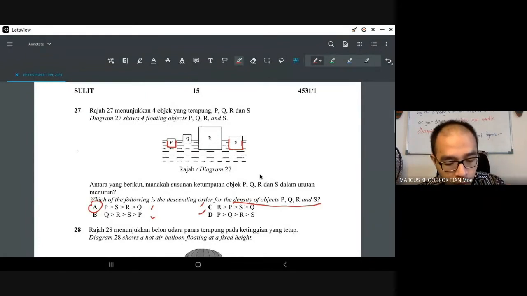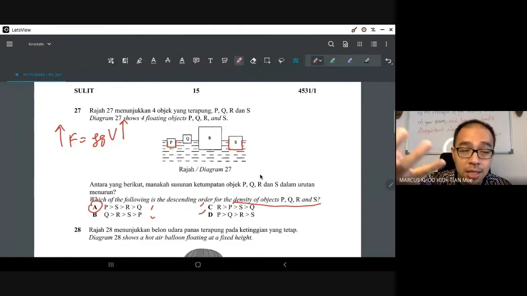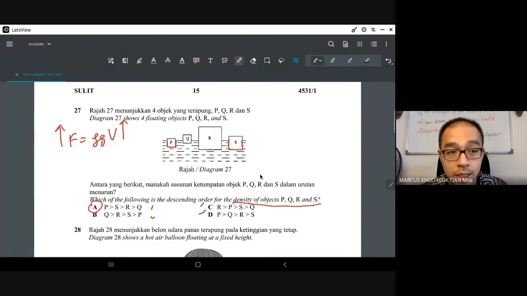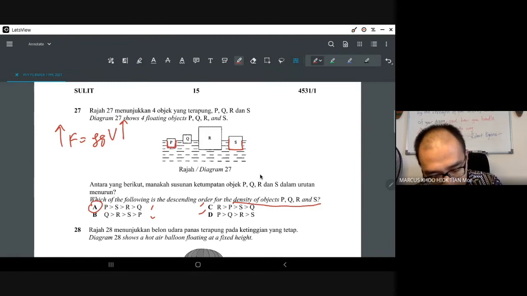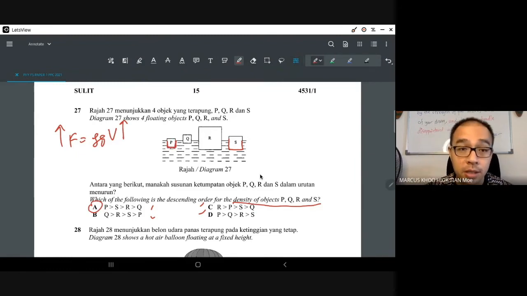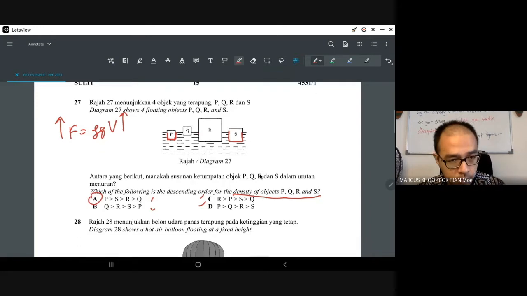Just remember, buoyant force is equal to rho gV. The bigger your buoyant force, the bigger the part of it that is in the water. So this one has more buoyant force because of the high density. All right, 28.